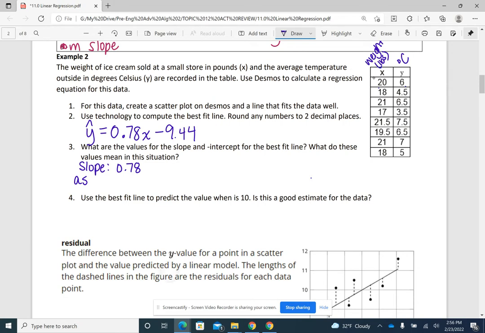Or we can say it the other way. As the weight sold increases by 1 pound, the temperature outside increases by 0.78 degrees Celsius.